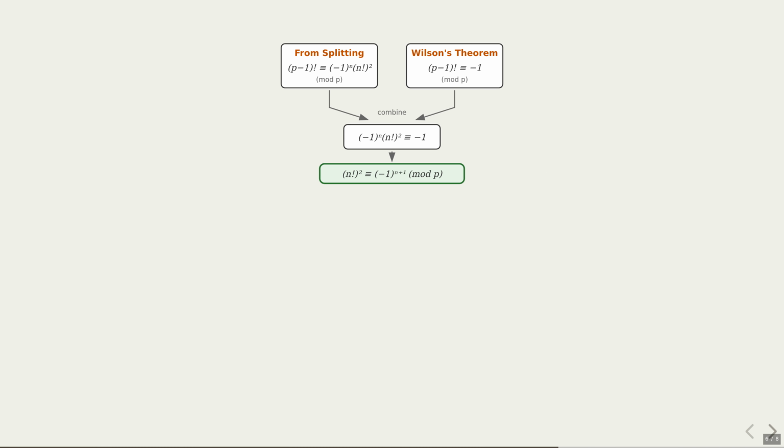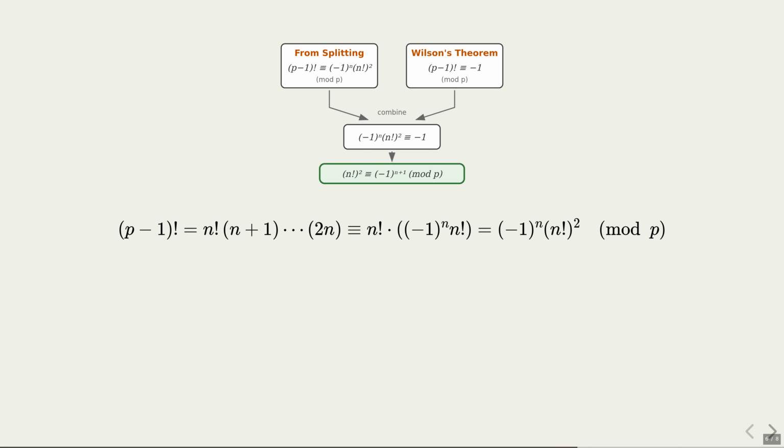Now we combine the splitting of the factorial with Wilson's theorem itself. Viewing the full product as first half times second half and substituting our expression for the second half, we get that the factorial of p minus 1 is congruent to negative 1 to the n times n factorial squared. But Wilson's theorem also tells us that the same factorial of p minus 1 is congruent to negative 1 modulo p. So we now have two different congruences for the same quantity.